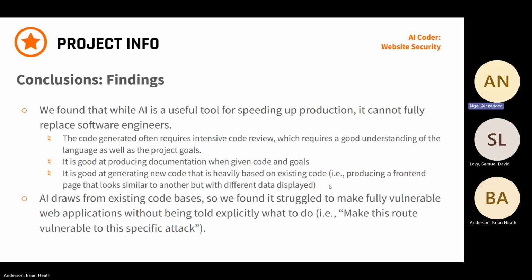In conclusion, we found that AI is a useful tool for speeding up production, but it cannot yet fully replace software engineers. We still need engineers to review the code, and they require a pretty good understanding to do that. They also need to be able to understand project goals, because as Sam mentioned, the AI would often forget about various components. So you need someone there to hold its hand.